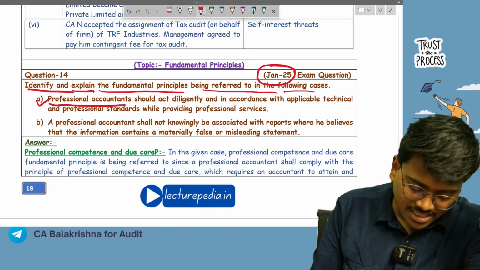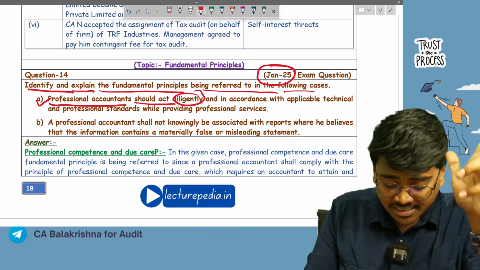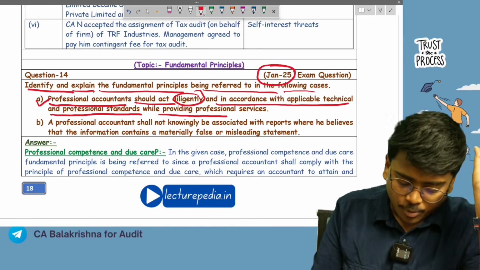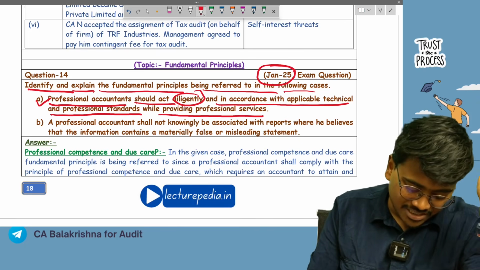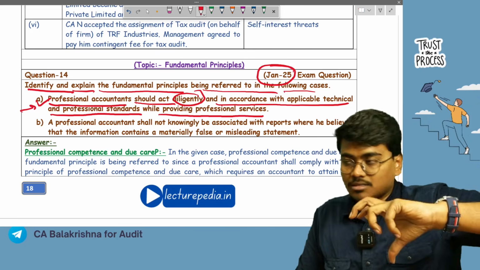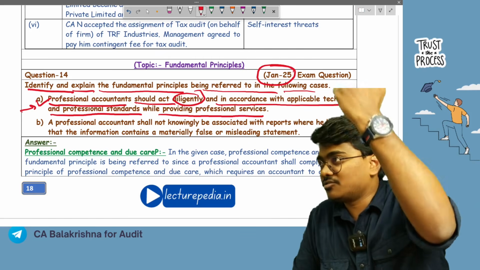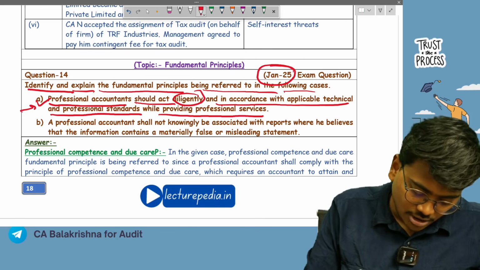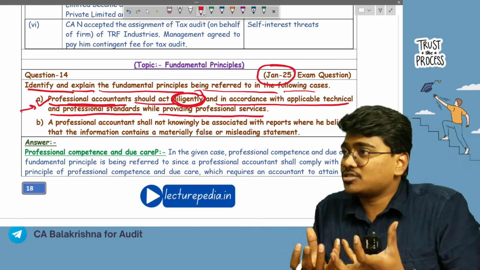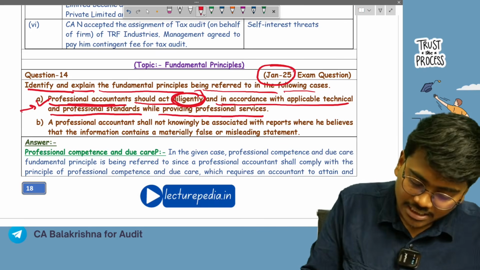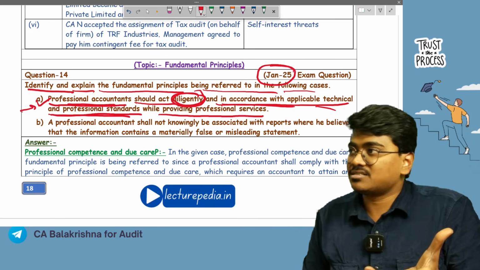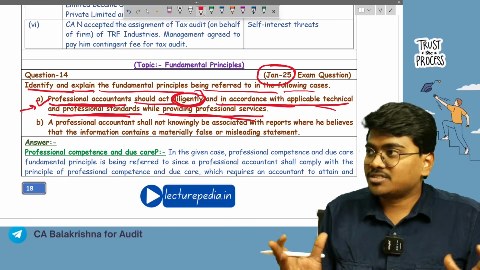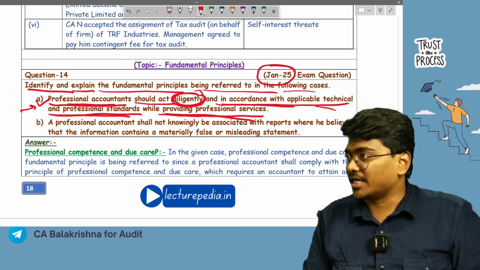See, professional accountants should act diligently and in accordance with the applicable technical and professional standards while providing professional services. Where is this point discussed? Professional competence, right? You should act diligently, that means due care, and in accordance with applicable technical and professional standards, that means laws and regulation, right? While providing professional service, which is professional competence and due care.